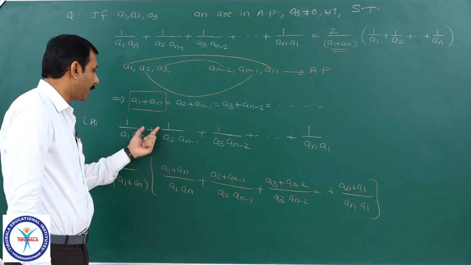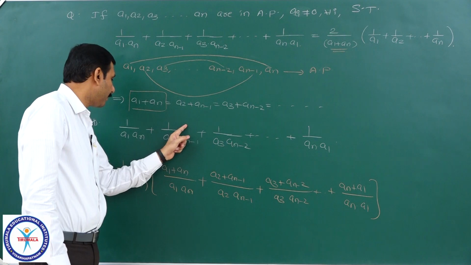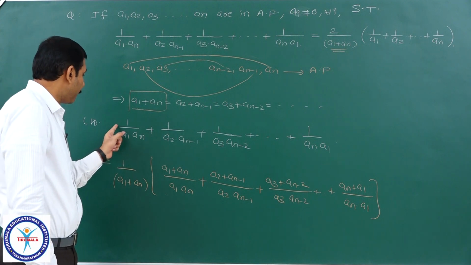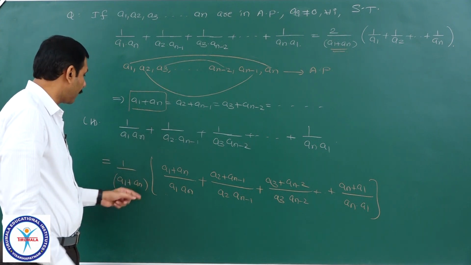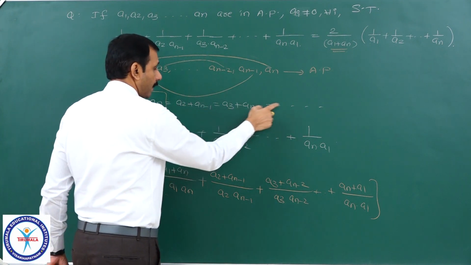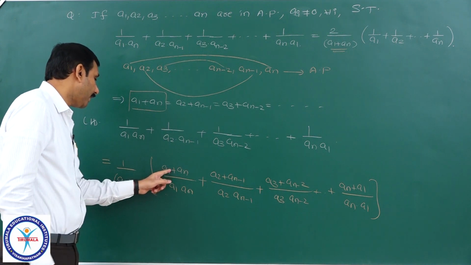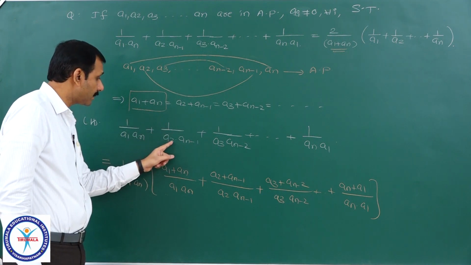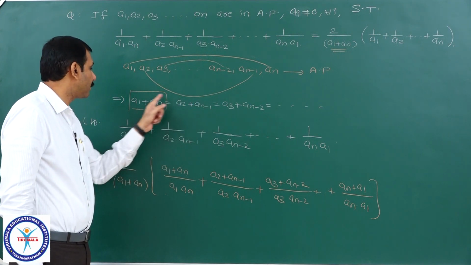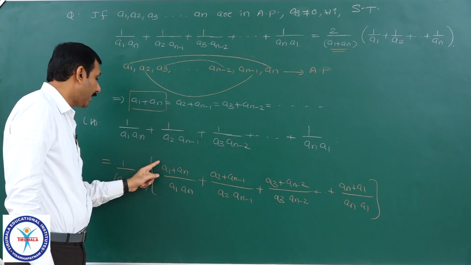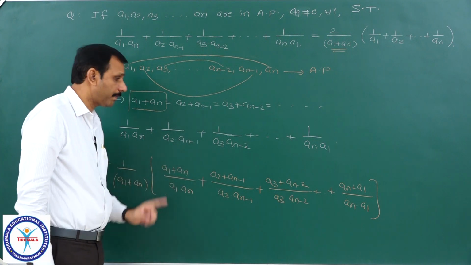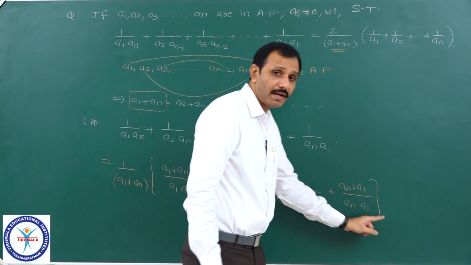For this term expression, I am multiplying with a1 plus an, dividing with a1 plus an. Yes, division I have written. Multiplication also with a1 plus an only. But of course, because a1 plus an equal to a2 plus an minus 1 and so on, here I have written a1 plus an only. But in this case, because the denominator is a2 and an minus 1, since a2 plus an minus 1 equal to a1 plus an, instead of writing this a1 plus an here, I have written a2 plus an minus 1 for simplification purpose. Similarly, for the third one and so on, up to the last one.